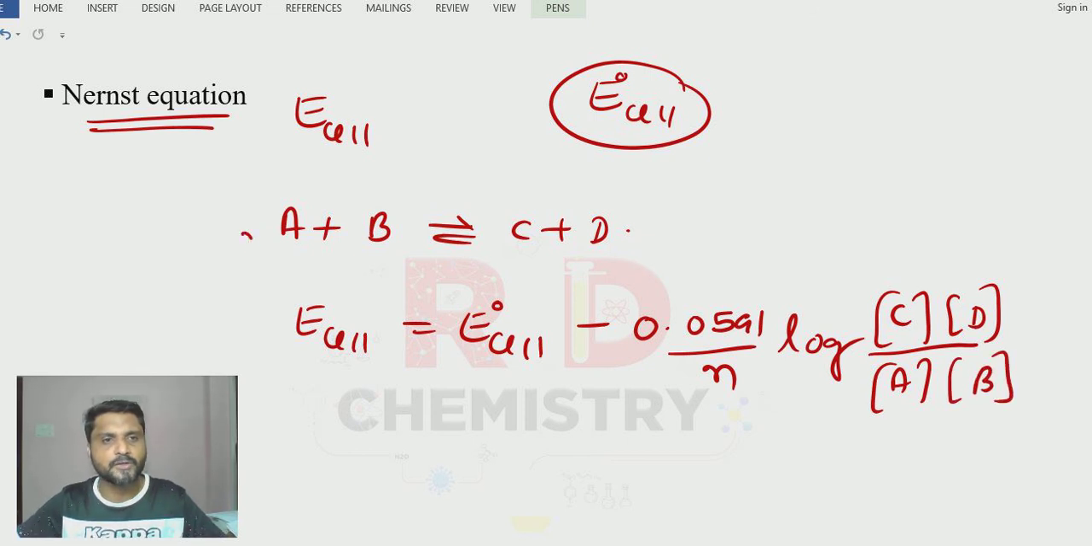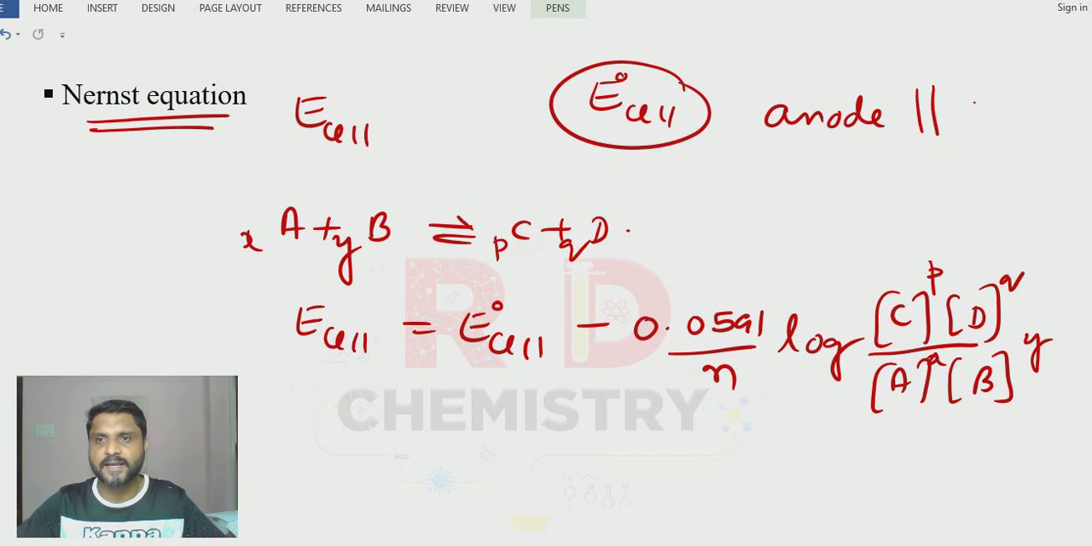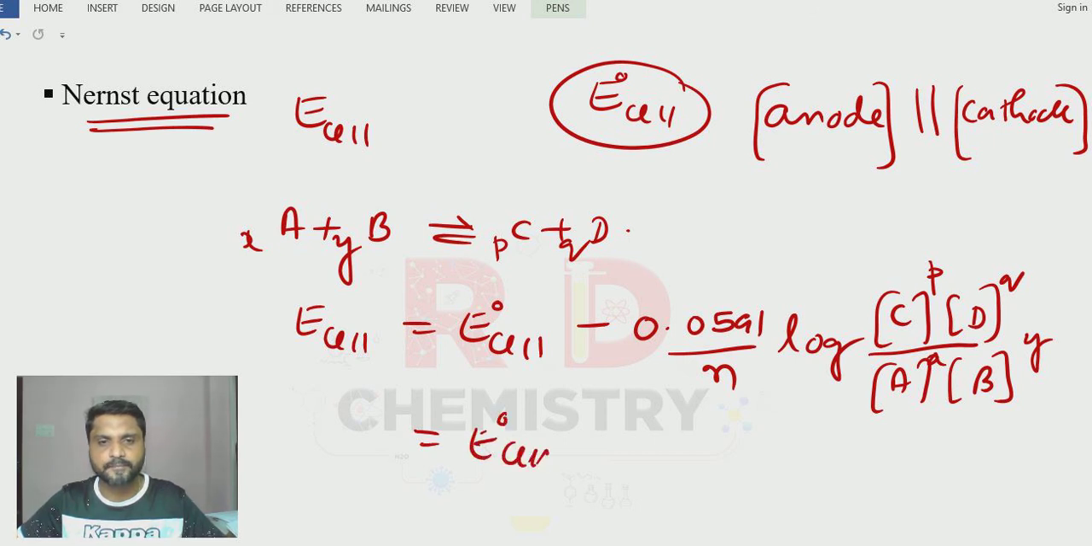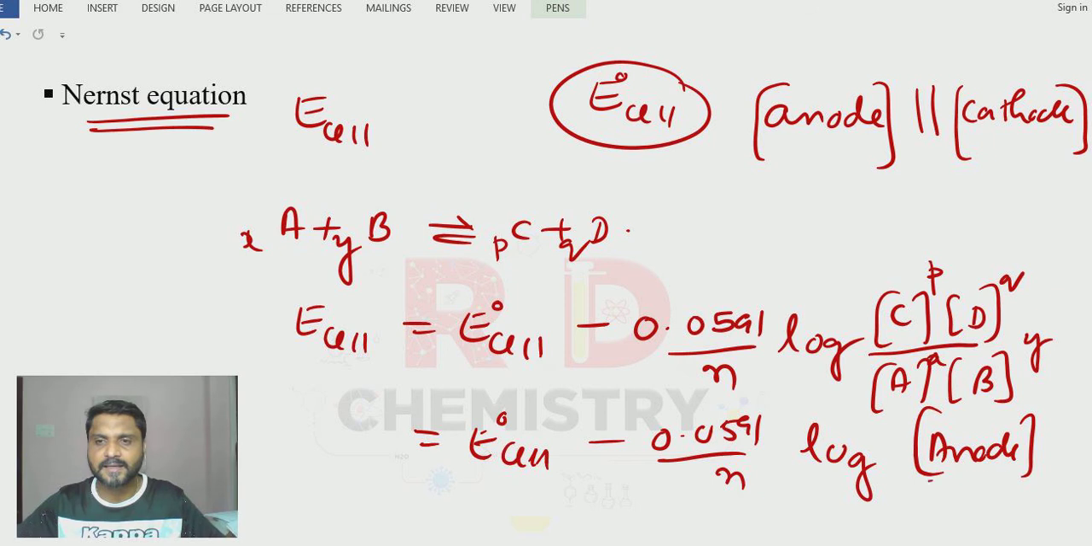Suppose there are different numbers of moles, X, Y, and say P and Q, then write accordingly P, Q, X and Y. Suppose they give the anode concentration and cathode concentration, correct? You know, there is a symbolic representation of the cell. So I can also write in simple format, E cell is equal to E naught cell minus 0.0591 divided by n log of anode concentration divided by the cathode concentration, and you should take care of the valencies, the n values, everywhere. Okay, right?